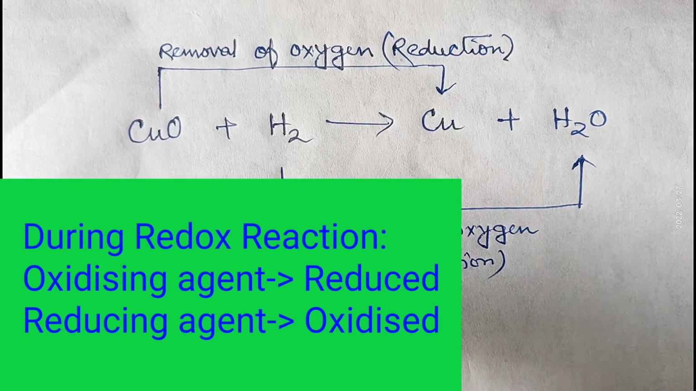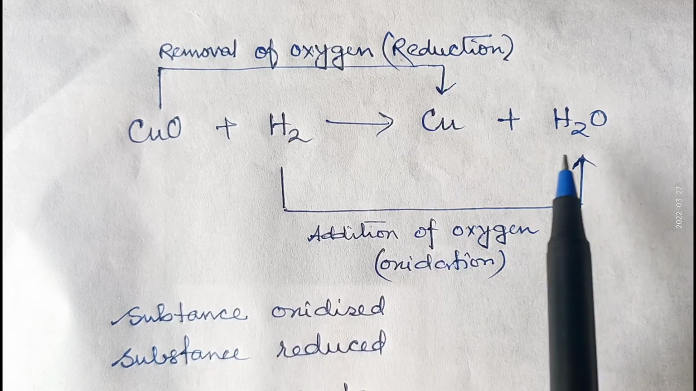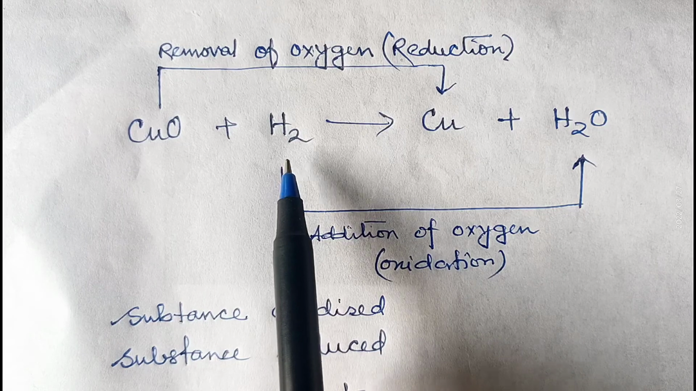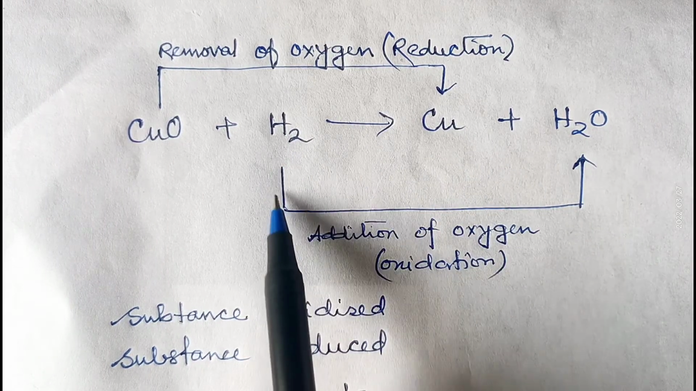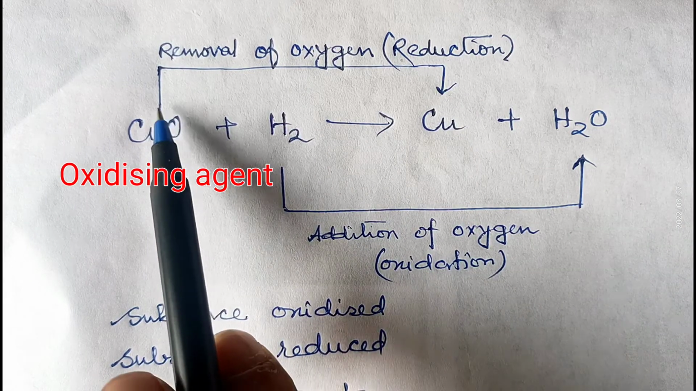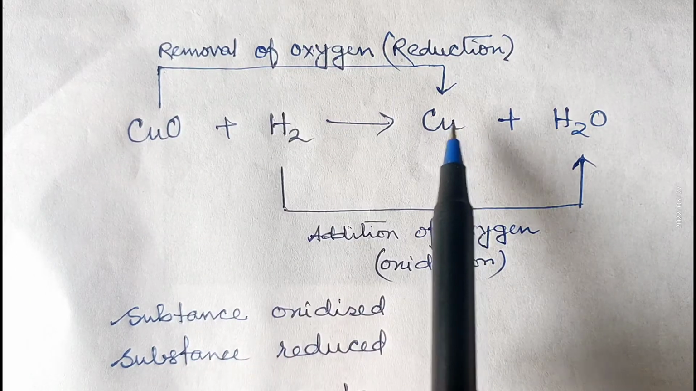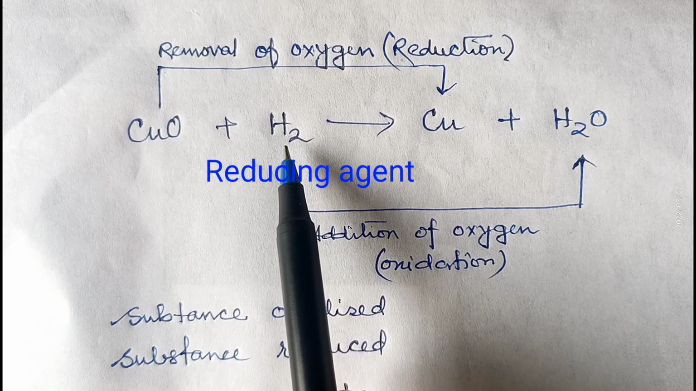Say for instance in this example, copper oxide is reacting with hydrogen to form copper and water. Now here hydrogen is oxidized because oxygen added with hydrogen to form water. So this part is oxidation. So this is the oxidizing agent. Again, if you see copper oxide to copper, here oxygen is removed. Since oxygen is removed, so this part is reduction, so this is the reducing agent.